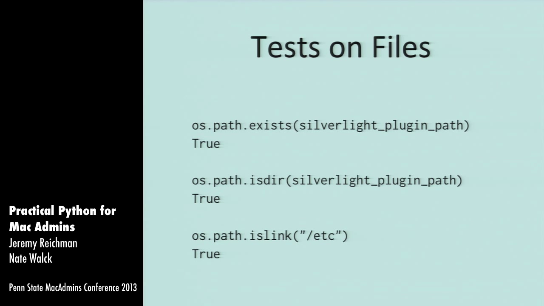Anyway, so if I do that, the response from Python would be, that's true. I get a Boolean back. So I could use that in an if statement. If os.path.exists Silverlight plugin path, colon, return true, and give me this. It's very handy. Yes, question?